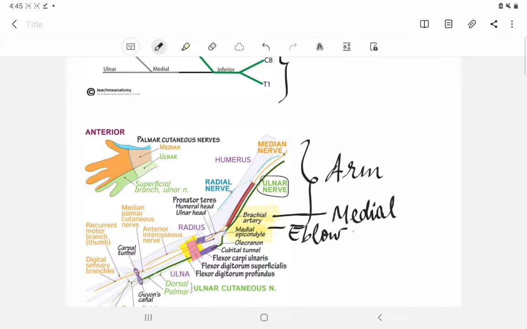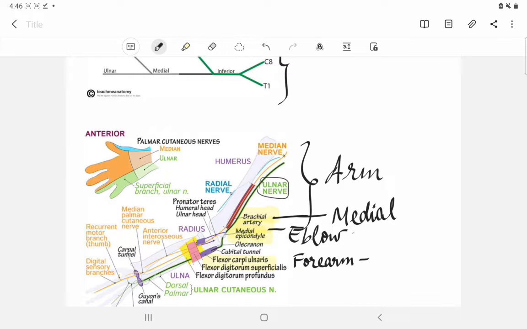After crossing the elbow, let's talk about its course in the forearm. In the forearm, the most important relation is that it enters the forearm between the two heads of the flexor carpi ulnaris. So this is the important relation, flexor carpi ulnaris.